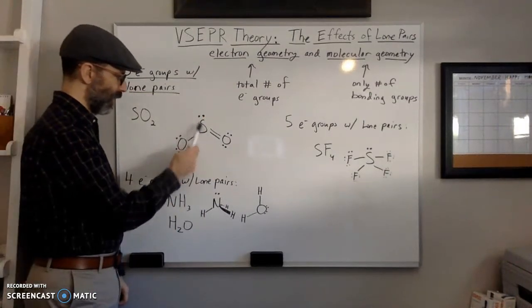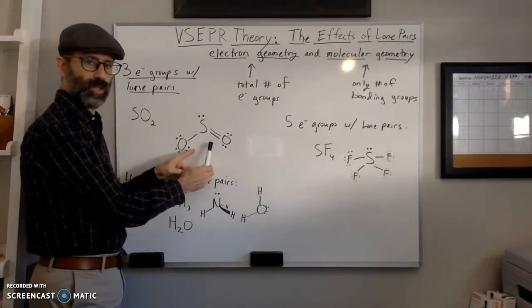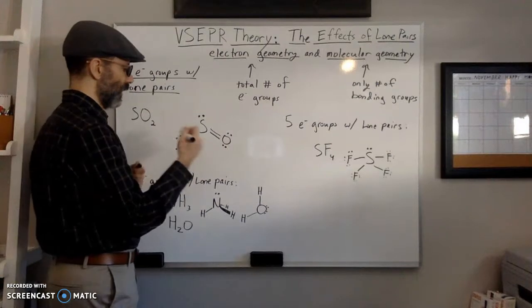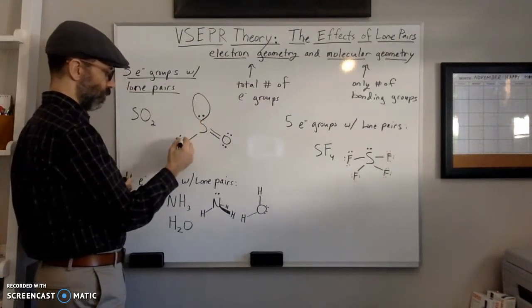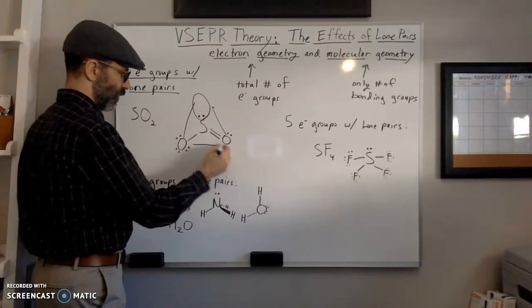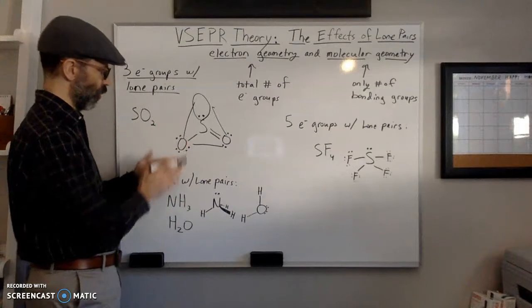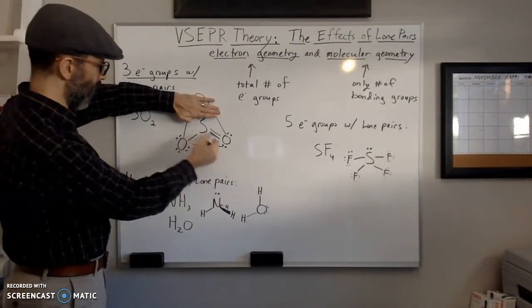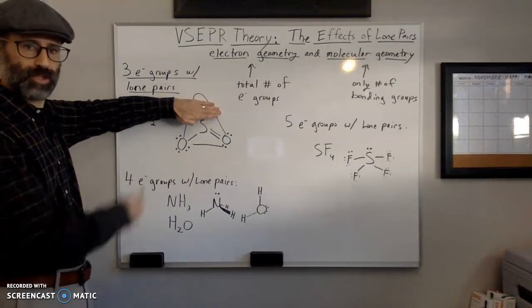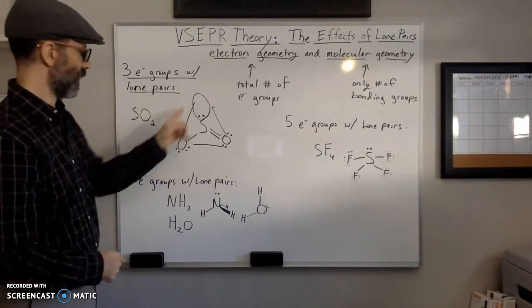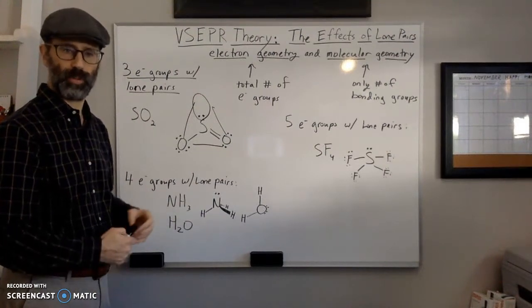Why is that bend there? Because you've got lone pairs here that are forcing the bonds closer to each other. So if we're looking at the 3 groups, if I draw this, here I have my lone pair, you'll see the trigonal planar electron geometry. But if we ignore the lone pair and just look at what the molecule looks like, then that's going to be a bent molecular geometry. So the molecule is bent, but the electron group geometry is trigonal planar.